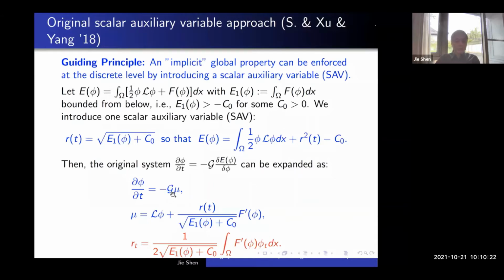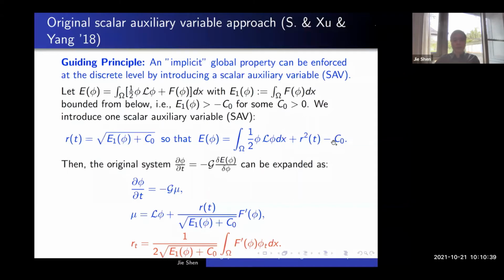So first we rewrite the equation by introducing an intermediate variable mu, which in material science is called the chemical potential. This is just the variational derivative.